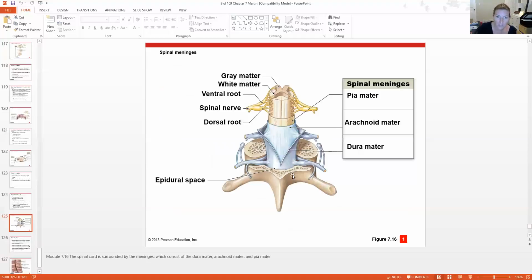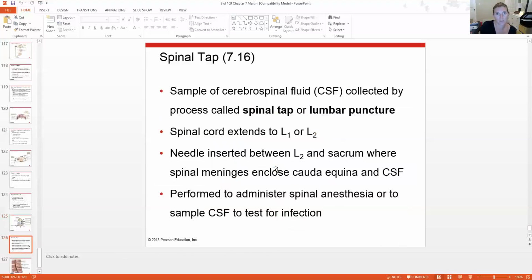Here you see it. You can see that epidural space is just between the dura mater and the vertebrae. Very, very small space. The spinal tap is where they're actually puncturing in through the skin, in through a little gap, usually between L1 or L2 in your lower back, where there's a little bit more of a significant space. It's just under the lumbar enlargement.